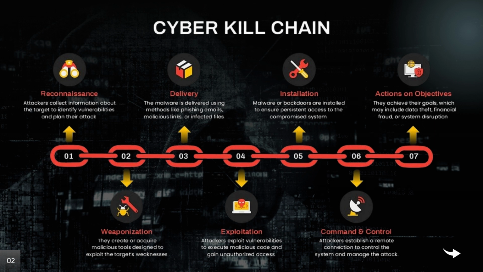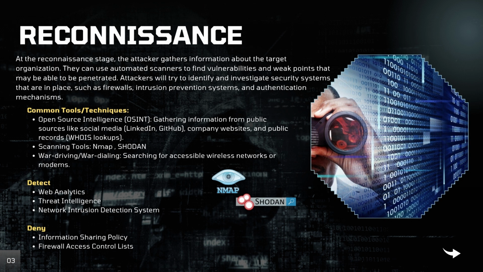Let's look at the 7 stages: reconnaissance, weaponization, delivery, exploitation, installation, command and control, and finally, actions on objectives. The crucial insight here is that every stage relies on the success of the one before it. It all begins with reconnaissance. The attacker gathers information about the target organization. They are trying to find the weakest point, the low-hanging fruit, by investigating security systems, firewalls, and authentication mechanisms.